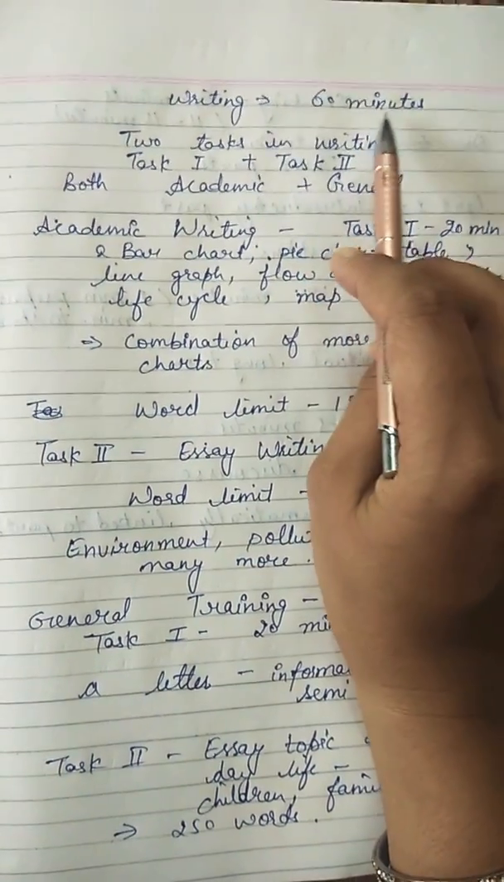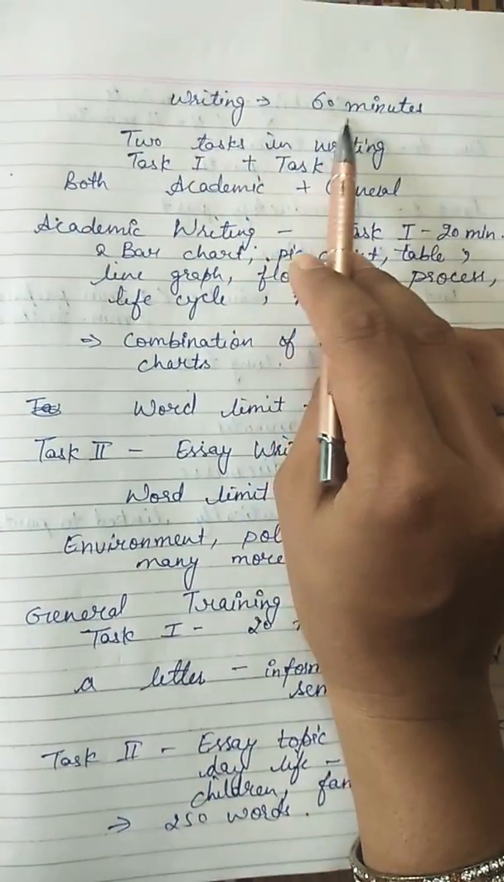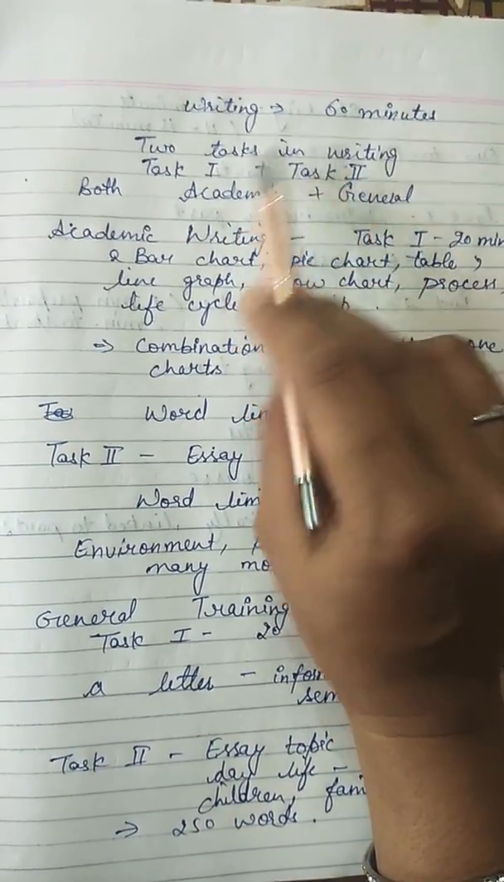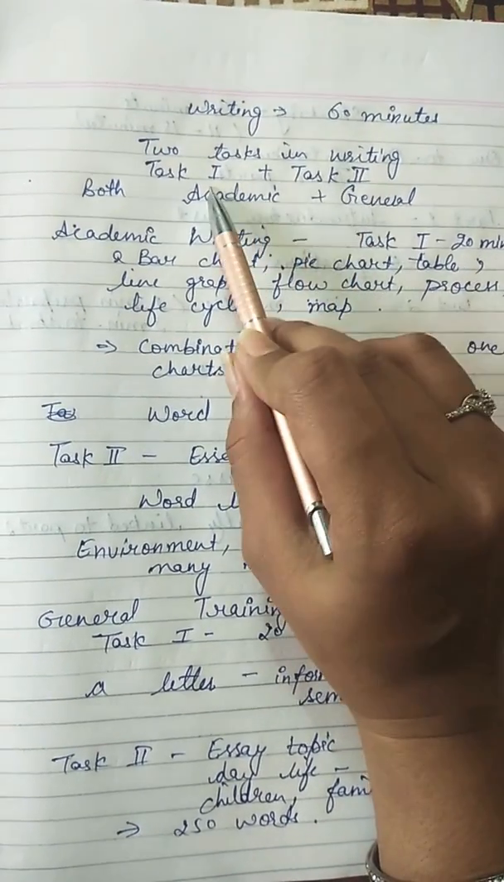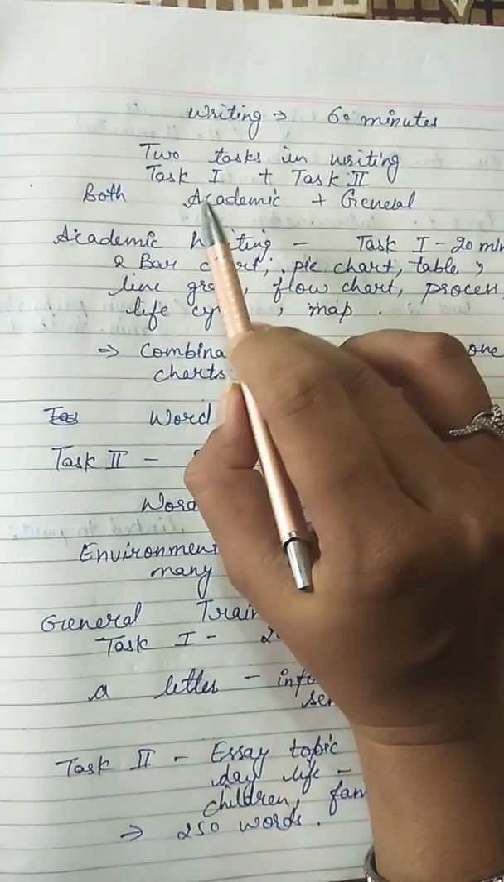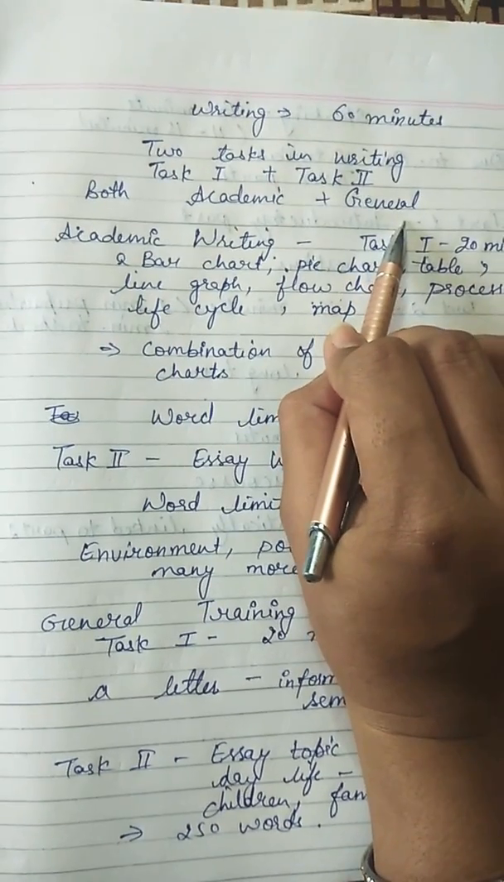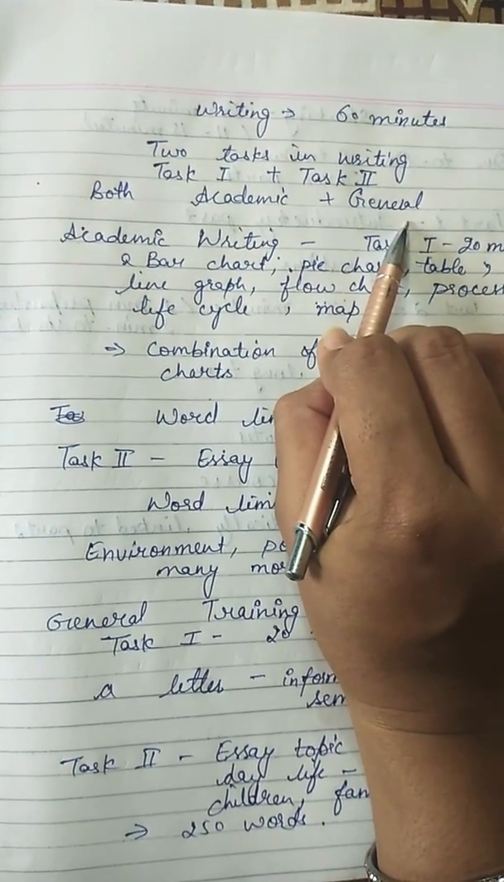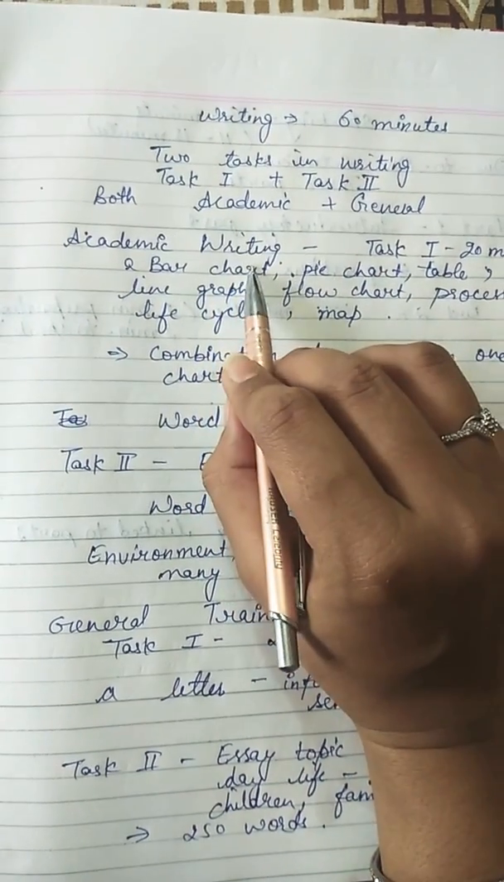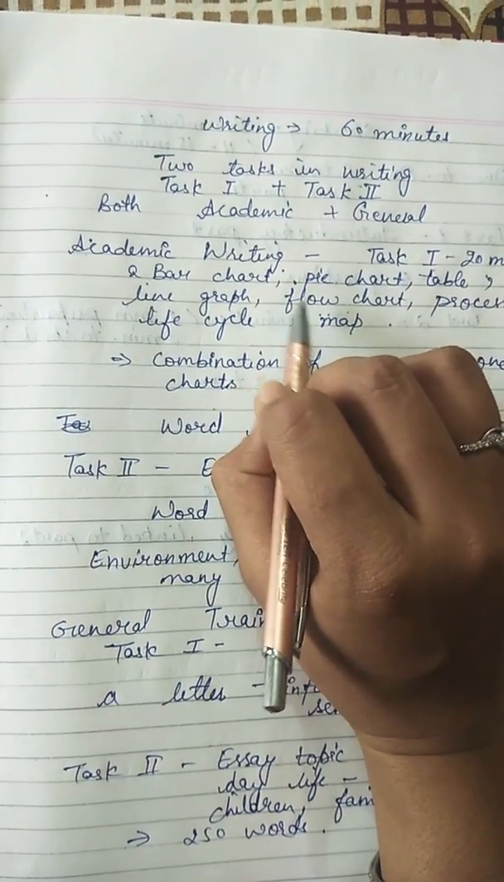The third module in IELTS is writing. That is also of the same 60 minutes, and there are 2 tasks in writing, task 1 and task 2, for both academic training and general training candidates. Similarly to reading, academic writing is also different from the general one.